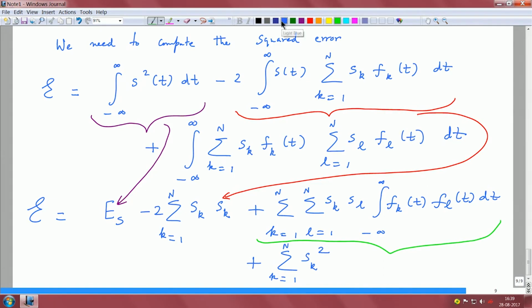So now our error is basically the energy in the signal minus the sum k equals 1 to capital N of sk square. And I think you have to ponder about it at this moment as to why this result is interesting.